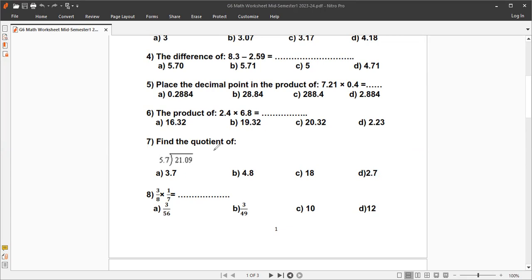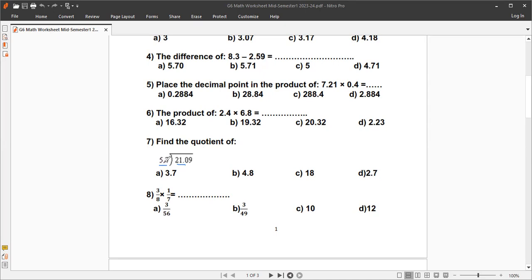Find the quotient of, now I have long division, 21.09 divide 5.7. This is one of the most difficult parts because we divide decimal by decimal. How do I do this? First thing, I need to change it because I cannot divide by a decimal. This is the divisor and this is the dividend. When you divide, the divisor should be a whole number, by moving the point to the right.